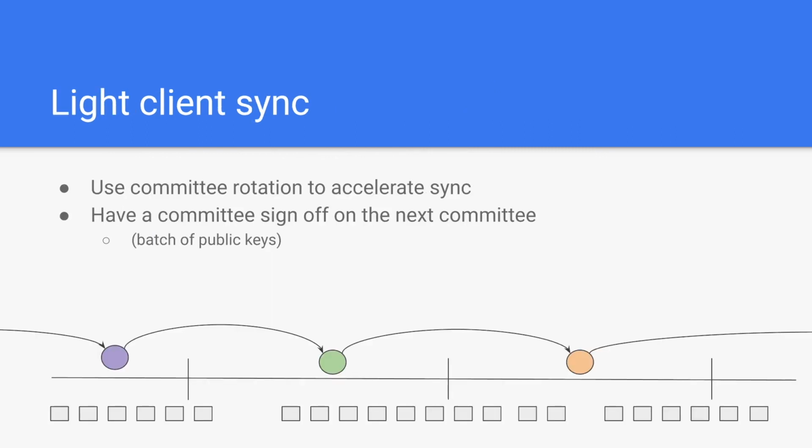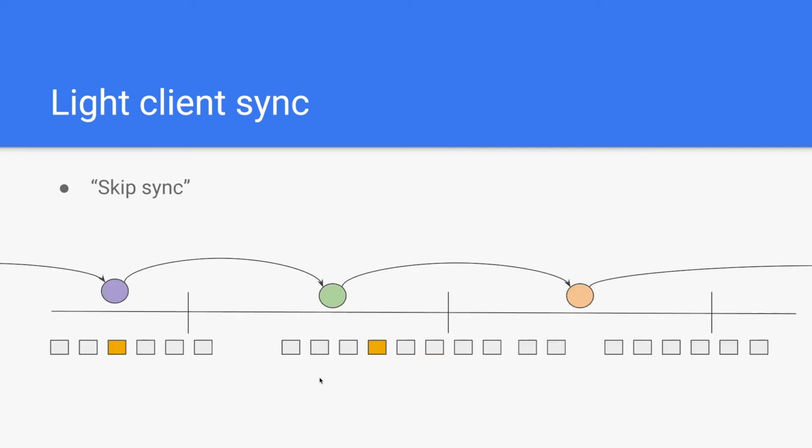The committees let us do other cool things. So for example, they facilitate sync, and actually quite efficient sync. The way this works is that not only is each committee going to sign off on a block, they're also going to sign off on the next committee. And so what that means is we actually only need one update per period to know, hey, the state of the chain was this, and also the next committee was this. And because we know that, we can use that to skip from committee to committee.